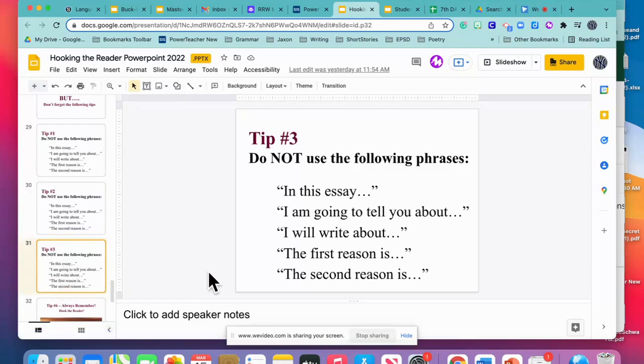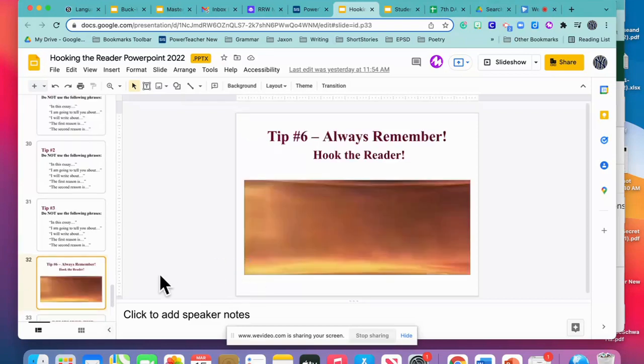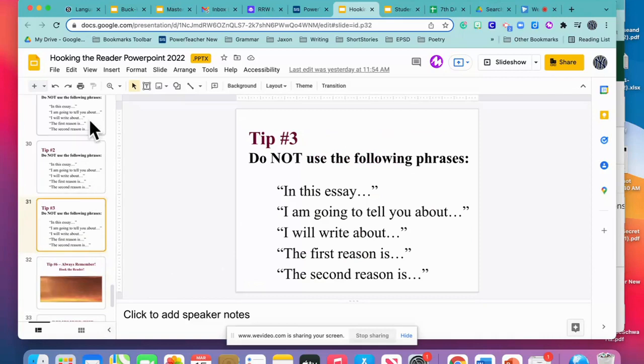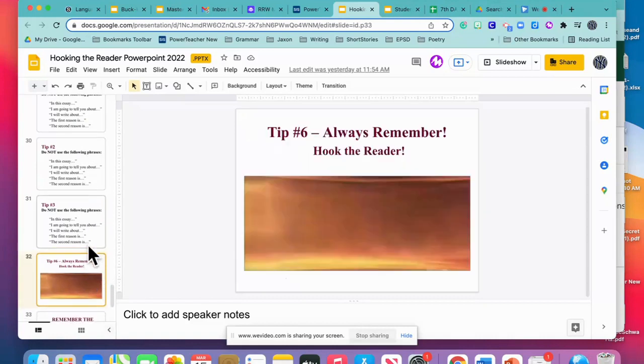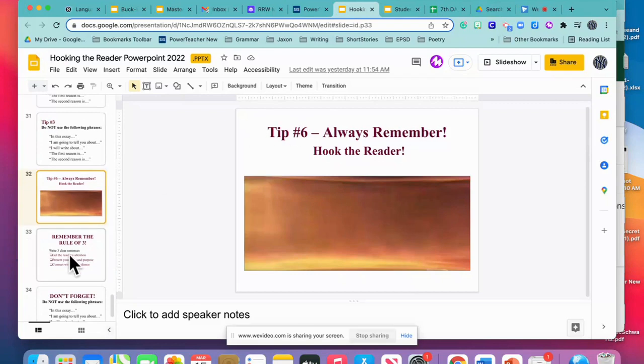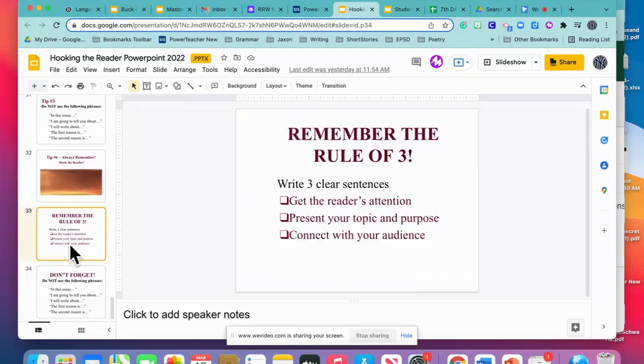And tip number 3, do not use those phrases. Hopefully you realize that that was the same tip 3 times because I can't say it enough. Next tip, just remember you've got to hook your reader.